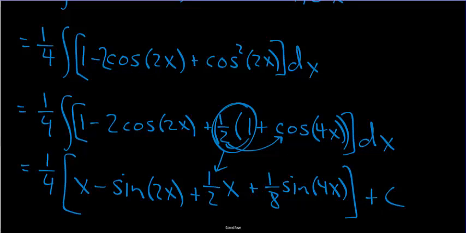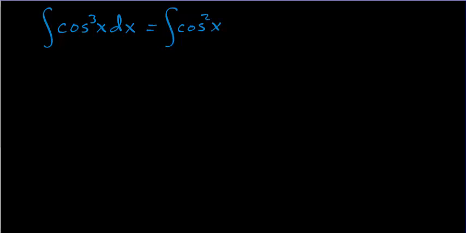Now, let's suppose that you don't have sine or cosine raised to an even power. You have something like this, cosine cubed. Notice this is just an odd power of cosine. The easiest thing for us to do is remember these Pythagorean identities. Because if I peel off a cosine, I get cosine squared x times cosine x.